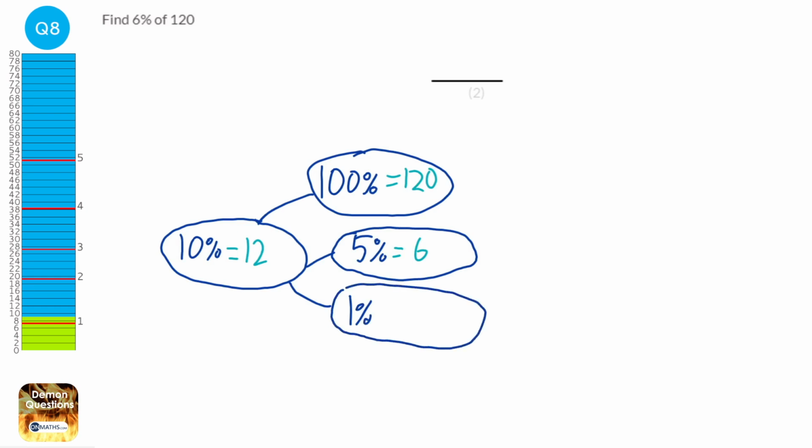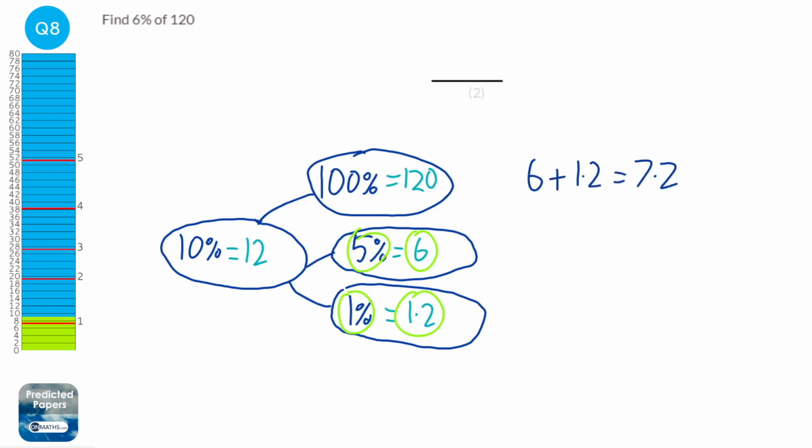If we get the 1% as well, we can get to the 6%. To find out what 1% is, we just divide the 10% by 10 and get 1.2. So to get the 6%, we're going to add the 5% and the 1%. So we're going to add the 6 and the 1.2. 6 plus 1.2 is just going to be 7.2. And that's our answer.